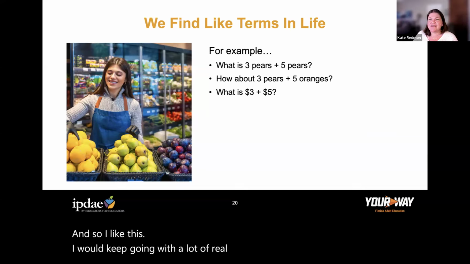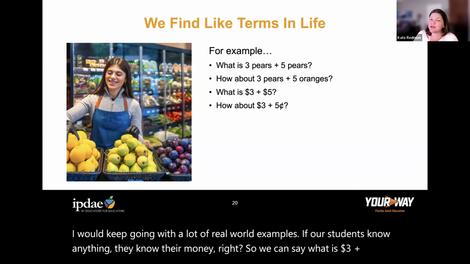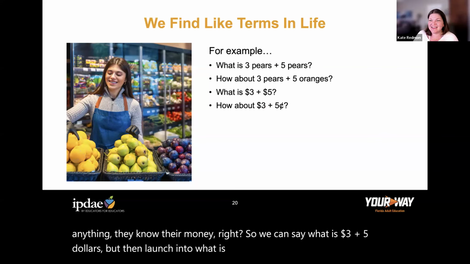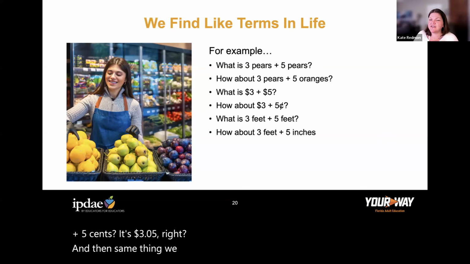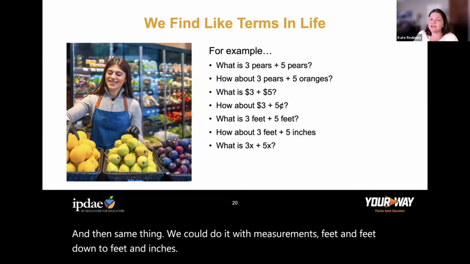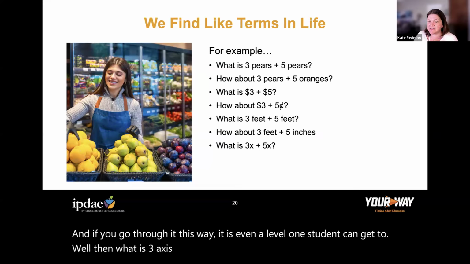If our students know anything, they know their money, right? So we can say, what is $3 plus $5, but then launch into what is $3 plus 5 cents? And of course, it's $3.05, right? And then same thing, we could do it with measurements, feet and feet, down to feet and inches. And if you go through it this way, even a level one student can get to, well, then what is 3x's plus 5x's? Of course, it must be 8x's.